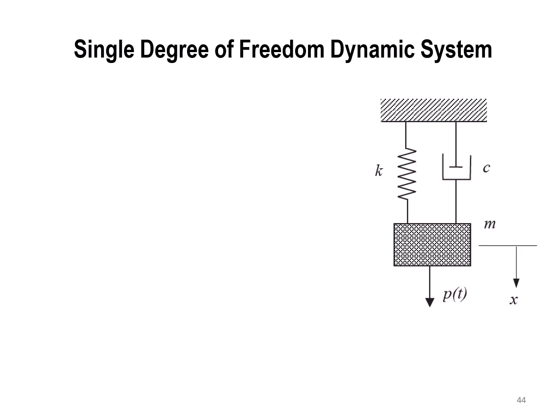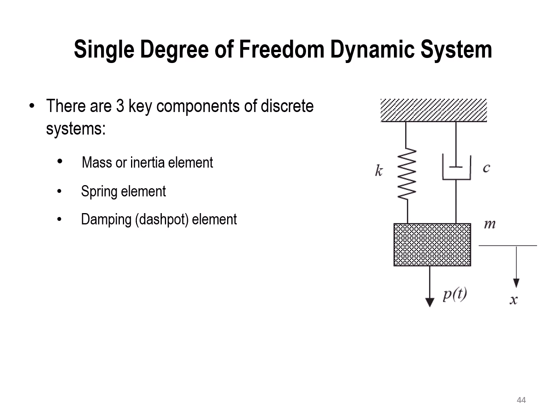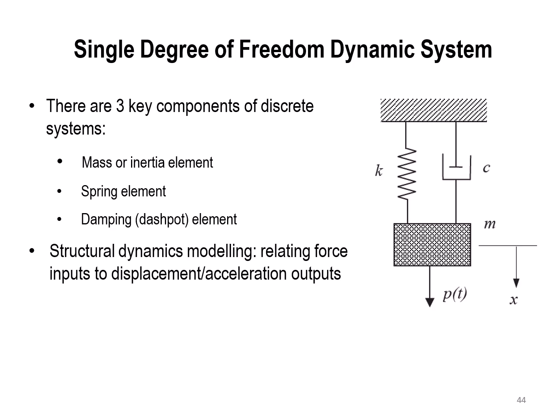So start with a single degree of freedom dynamic system like the one we have here. You can see that we're only going to have one motion, which is going to be upward and downward. So there are three key components of the discrete system. First, the mass, the inertial element. Second, the spring element. And third is going to be the damping element. So that's the spring, that's the damping, and that's the inertia, which is going to be equal to the mass. So structural dynamics modeling relates the force inputs and the displacement and acceleration outputs.